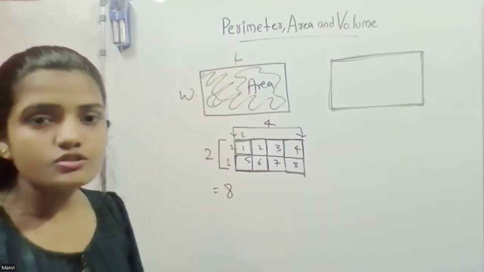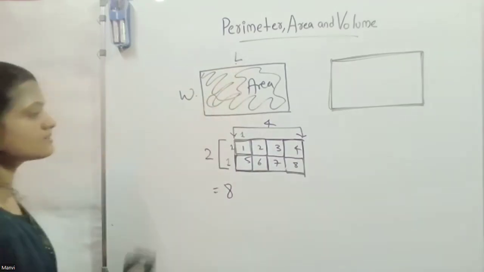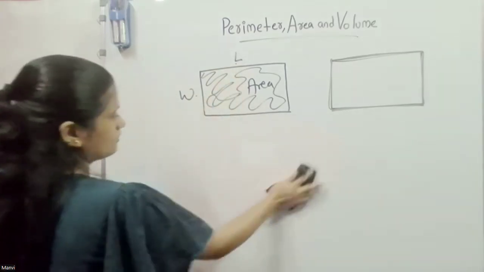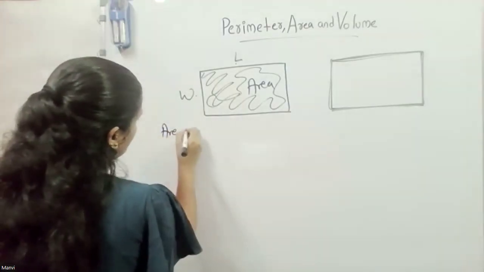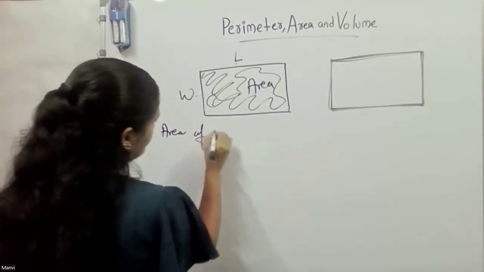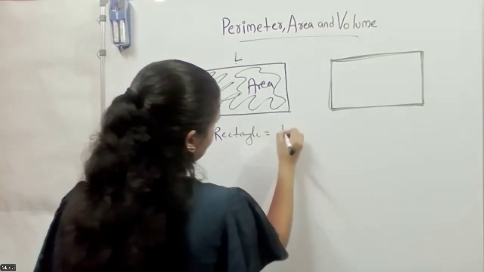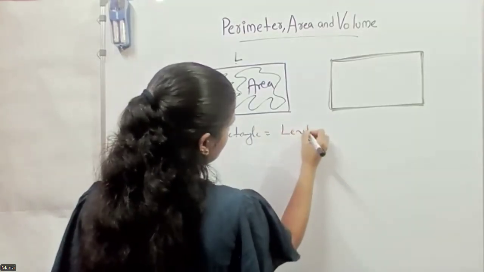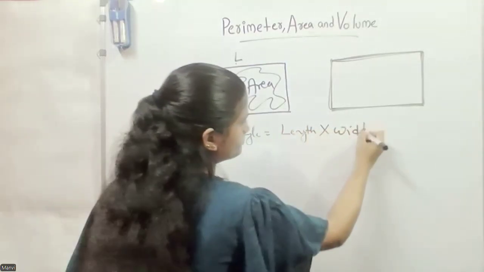So what is the area of this garden? You can simply say area of a rectangle equals length times width. Okay?